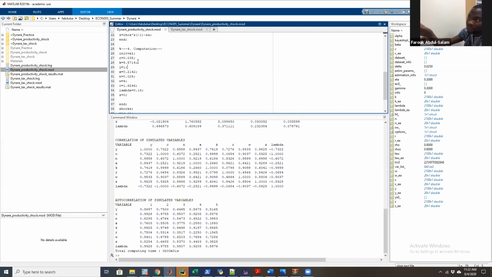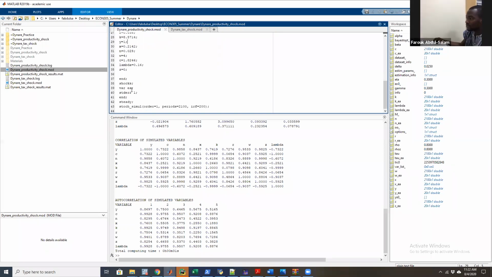So if the substitution effect is positive and the income effect is negative, and at the end of the day I see a positive value, then for sure the substitution effect outweighed the income effect. Okay, gotcha. Yeah.